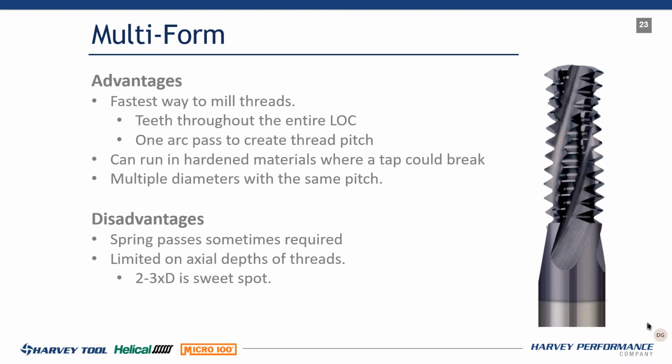You start getting really deep with thread mills, and some people make them, and we can go up to 3 times deep. The deeper you go with that thread mill, the more tool pressure you're going to get at the bottom, the more it's going to flex. You'll see it with a go, no-go gauge. If your go gauge is tight or loose at the bottom, that's when you're going to want to take some spring passes. So great tool, great in your arsenal.